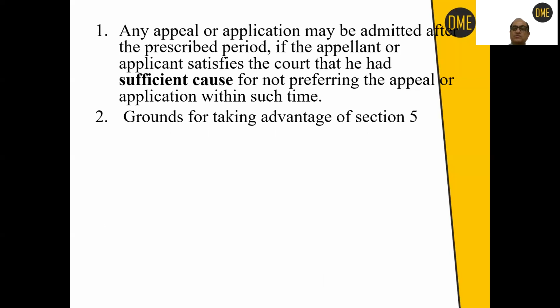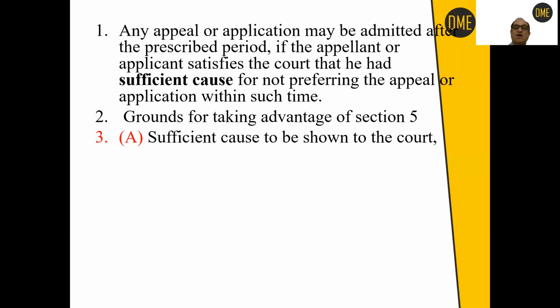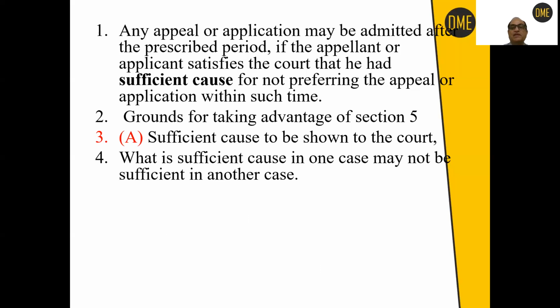There are definite grounds for taking advantage of section 5 of Limitation Act, and the most important ground is sufficient cause to be shown to the court. If the appellant or applicant can show sufficient cause as to why he could not prefer his appeal, why he could not file his application within the prescribed time, then court has power and discretion to condone the delay which occurred in the filing of the appeal or application.